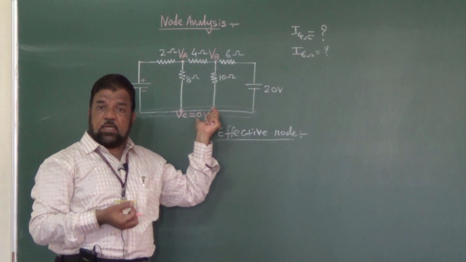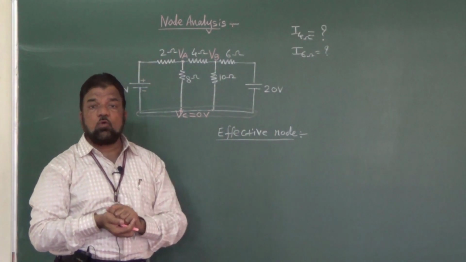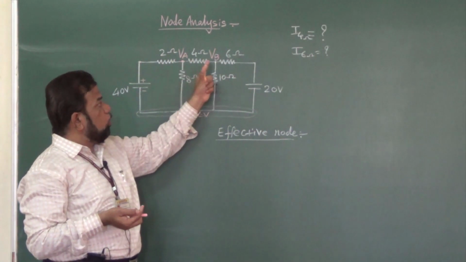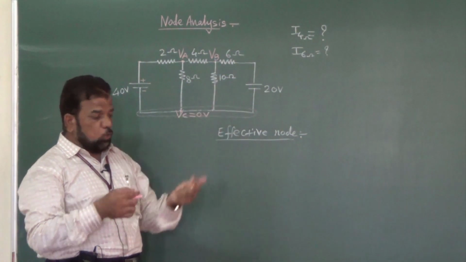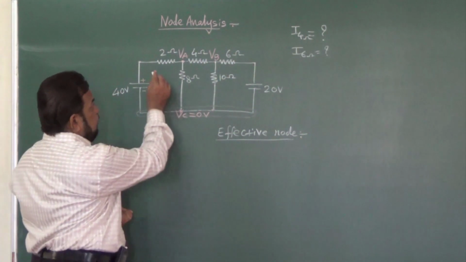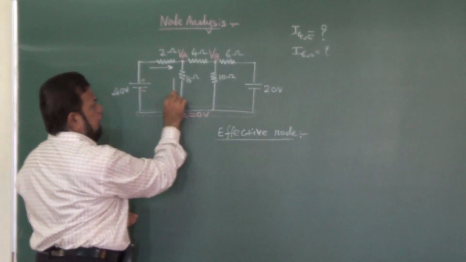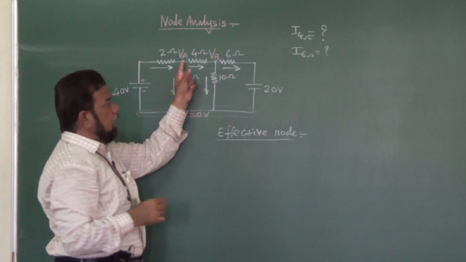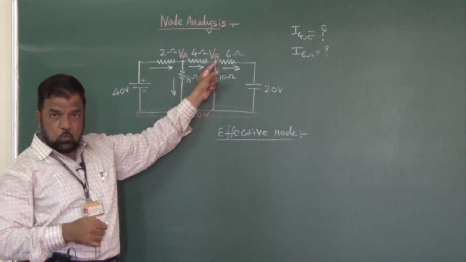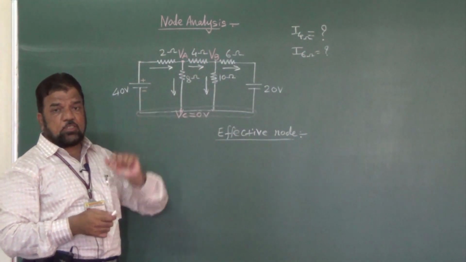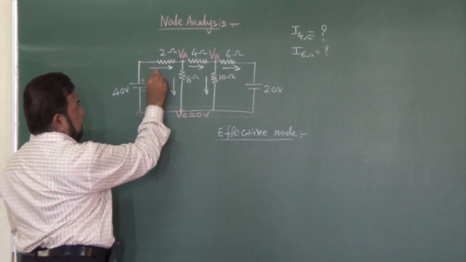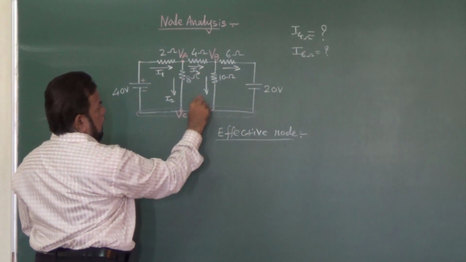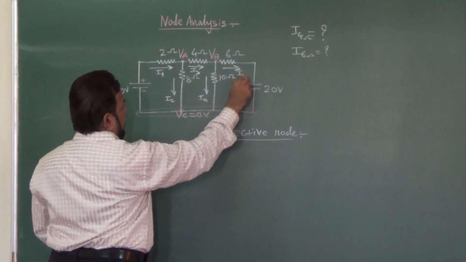Now, as already stated, whenever there exists a node, we have to apply the KCL. So what we have to do is, at node A and at node B, we have to apply the KCL. Initially, I can take any direction of the current. Since VA and VB are unknown, we can take the current directions like this, and I can write the currents as I1, I2, I3, I4 and I5.